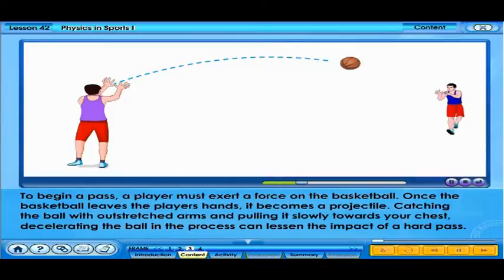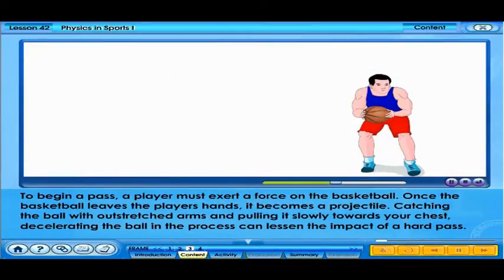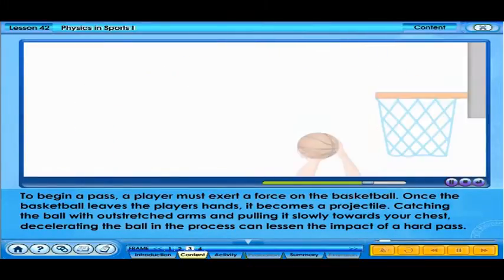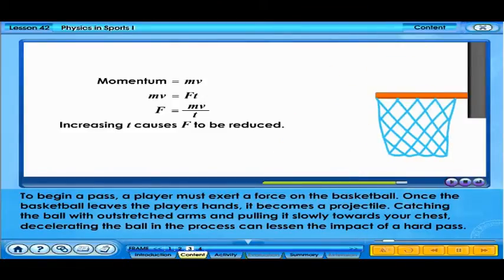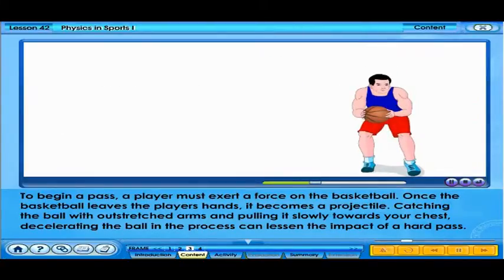Passing is perhaps one of the most important components of basketball. A game would not be possible without the aid of teamwork and passing. The impact of a hard pass can be lessened if the reaction time or the deceleration is longer. This can be done by catching the ball with outstretched arms and pulling it slowly towards your chest.